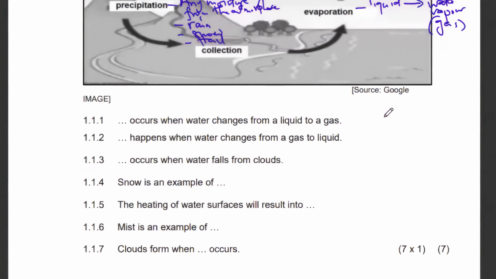Let's go to our questions. The first question is: dash occurs when water changes from liquid to gas. We have talked about that. From liquid to gas, that is evaporation. Then the second question: dash happens when water changes from gas to liquid. What process is responsible for that change? It's condensation, like what we have mentioned.